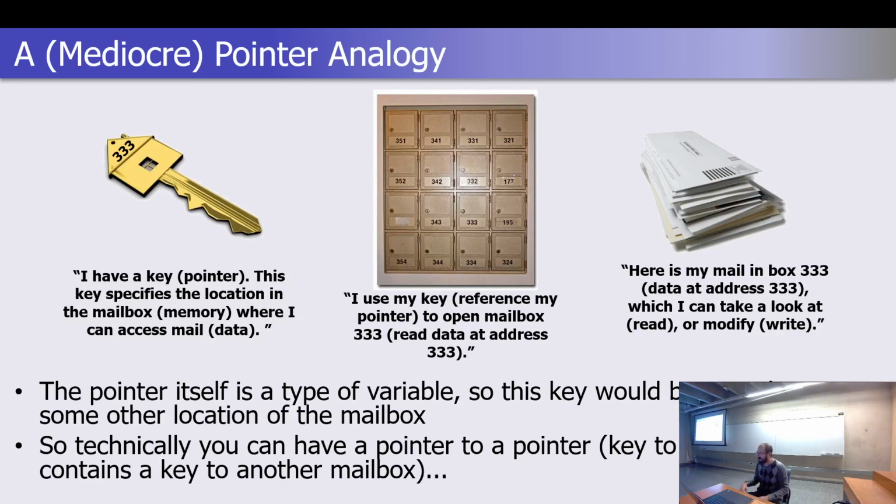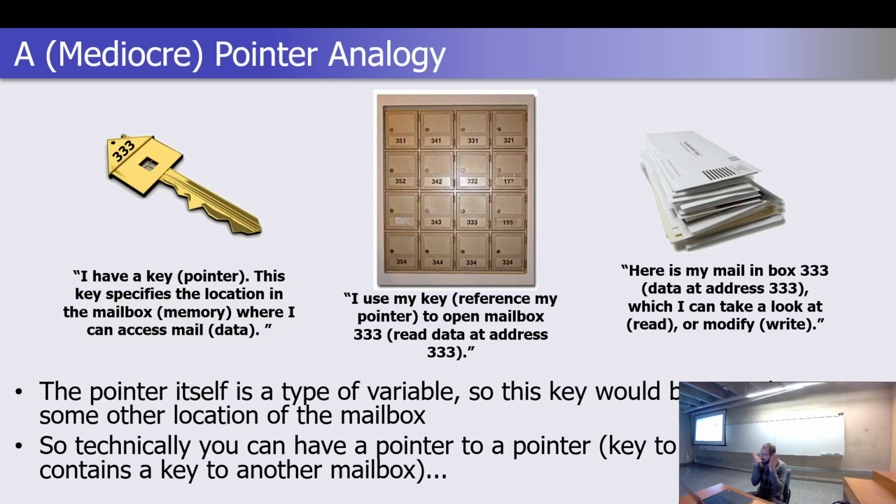So if we really wanted to complete this analogy fully, that variable itself, that key itself, would have to have been in the mailbox somewhere as well. So somebody has to get the address of where that key is stored. You then grab the key, detect that it's the key for 333, and then you open the mailbox at that point. For that reason, you can and do have a pointer to a pointer. You can have a key to a box that contains a key to another mailbox. The issue is there's really no end to that, so oftentimes a pointer to a pointer is as far as we go in our programs.